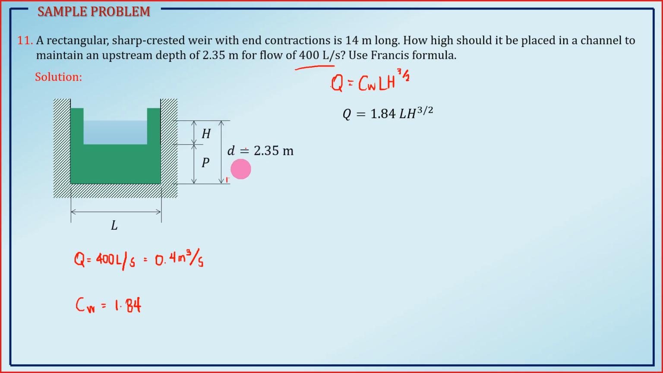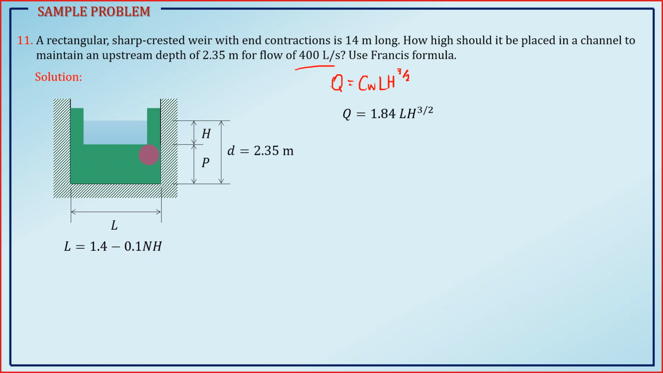We have a double contracted weir, and for a double contracted weir, the effective length must be solved using the equation 1.4 minus 0.1 N H. Our first problem earlier was a suppressed weir, so we didn't have to manipulate the effective length. But here we have a rectangular weir, so we need to modify its effective length.